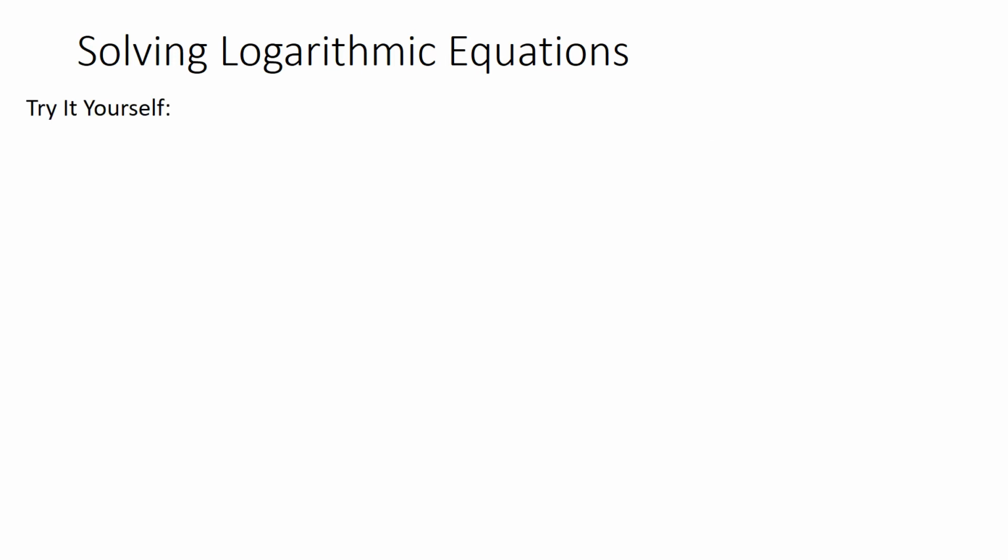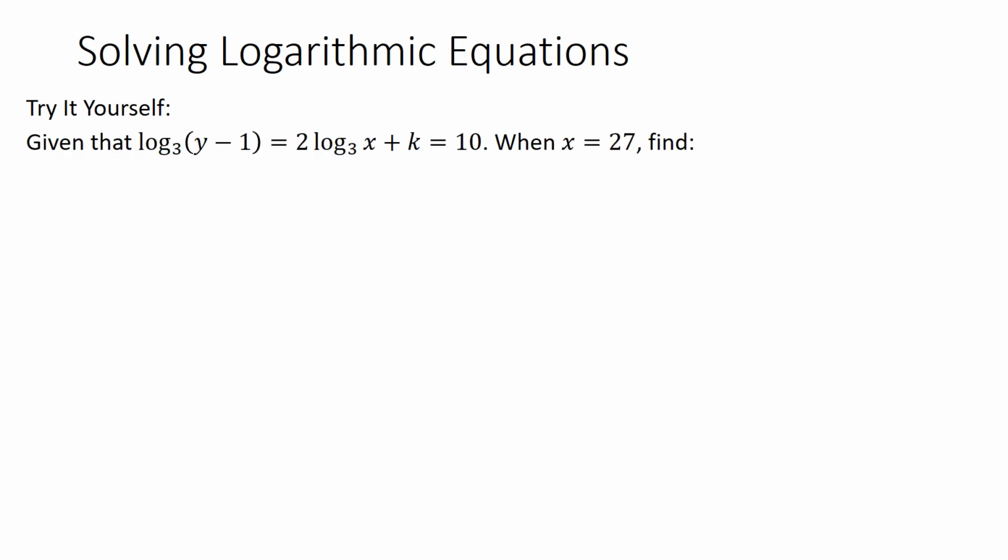So here is one similar example that you can try yourself. Given that log base 3 of (y minus 1) equals 2 log base 3 of x plus k, equals 10 when x equals 27, find a, the value of k, and b, y in terms of x. You can pause the video and try to do it yourself.